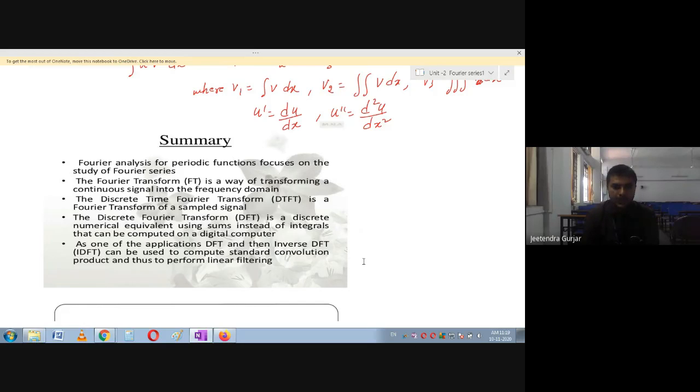Next, we'll go through the Fourier transformation. It is always transforming a continuous signal into the frequency domain. So please remember this.